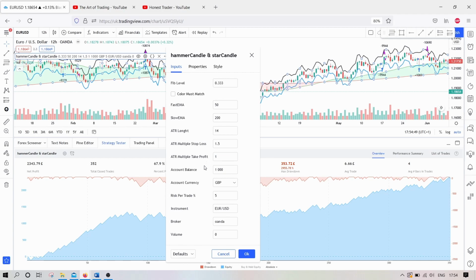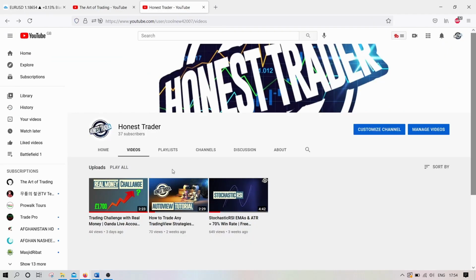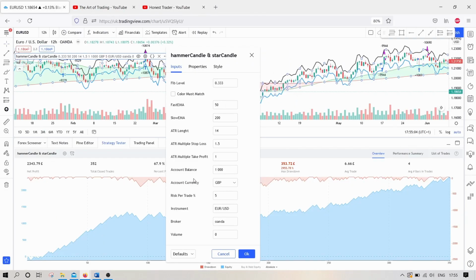If you want to auto trade this strategy, these settings are for AutoView syntax. You can watch my tutorial on how to connect AutoView to TradingView to trade any TradingView strategies in just over 2 minutes, link in the description. We have account balance and account currency, which you must set if you want to auto trade. We have risk per trade. This is the percentage amount of the account balance you want to risk on each trade. Also, the broker you are connected to in AutoView.